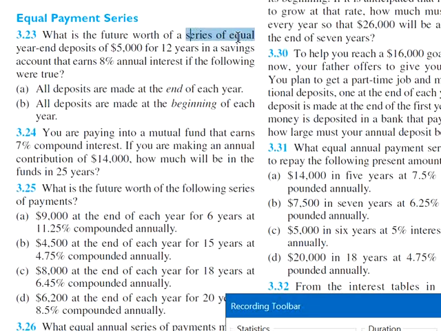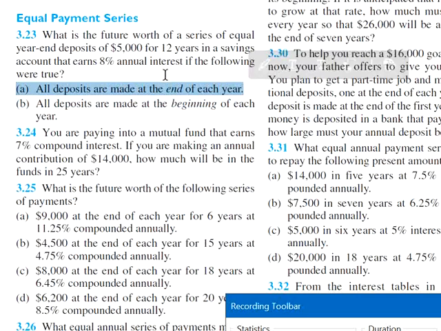So in this question we need to calculate F of a series of equal payments. Now this is the difference from the previous question. If you look at the question here, it says: what is the F for a series of equal year-end deposits? That means at the end of each year we deposit 5,000 for 12 years in a savings account that earns 8% annual interest. And what will be F with certain conditions? Part A, all deposits are made at the end of the year.